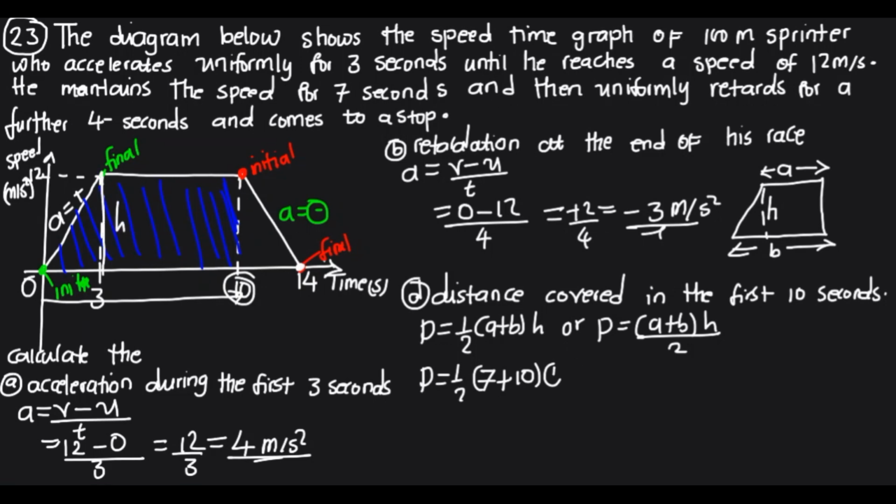So the height is 12. We can add 7 plus 10, which is 17. Then 2 into 12 is 6. So we can now multiply. 6 times 7 is 42. We carry the 4. Then 6 times 1 is 6, plus 4 is 10. So we have 102 meters. So this is how we can find the answer. And that's it for this video. Thanks for watching.